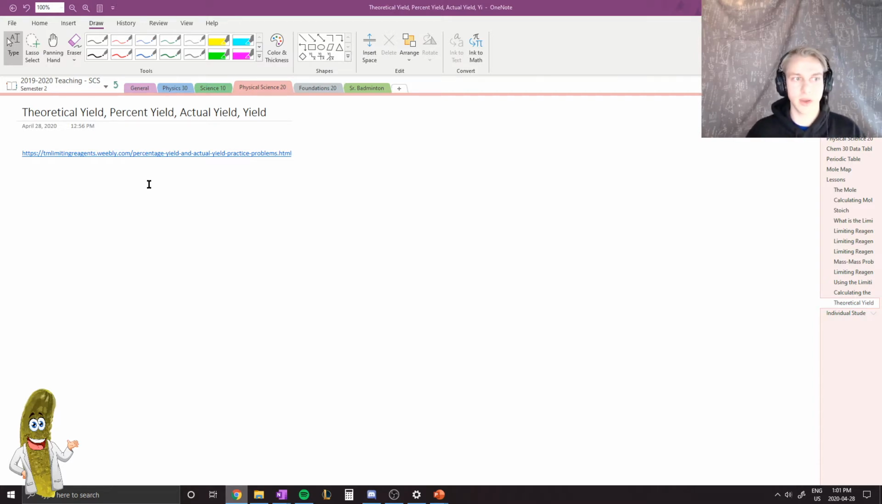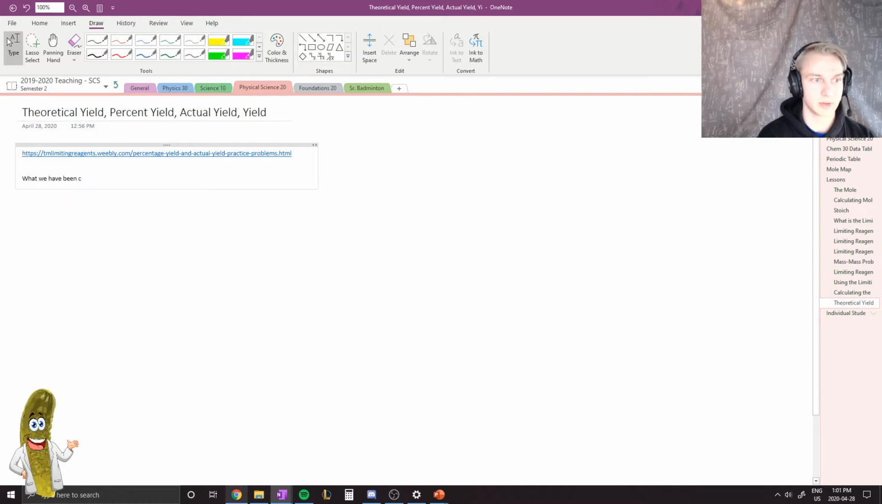So basically, what theoretical yield is, when we've done all of these stoichiometry calculations, what we have been calculating so far is always theoretical yield. So this is the idea that this is the absolute maximum amount of product, or the expected amount of product that we should be able to make. This is the expected or maximum amount of product that we could theoretically make.